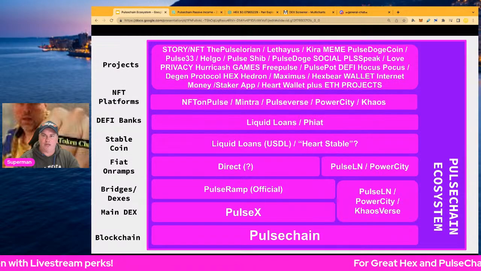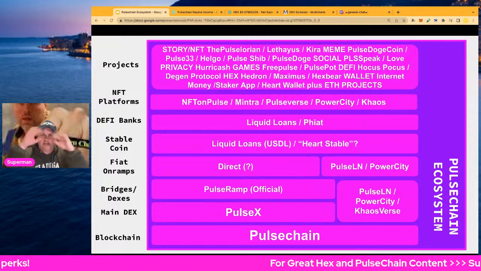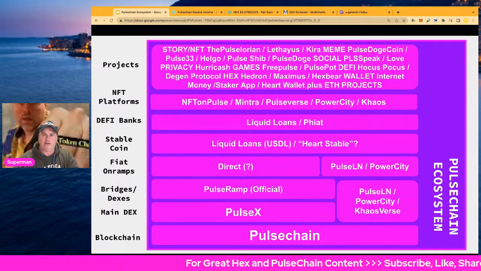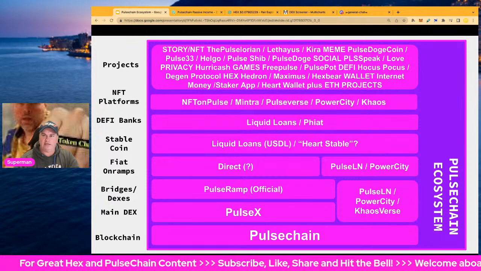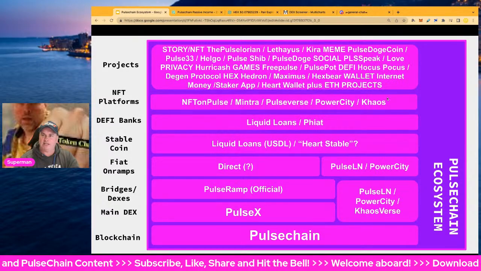So amazing amount of projects. Could you imagine thousands in your mind coming over? All the stuff that's on Ethereum is going to get copied over. So we're going to watch and see how that grows on Pulsechain. It's going to be fascinating.